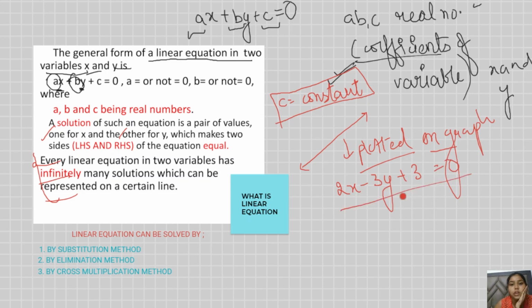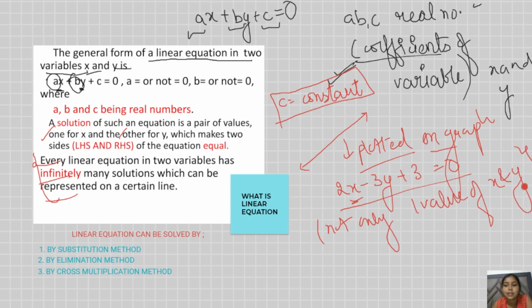What we do in class 9th is put x equals 0 or x equals 1, and then find the value of y. By putting it equal to 0 we find the value of y and then we plot the graph. So you have noticed that there is not only one value of x and y; there can be more than one value. That is why every linear equation has infinitely many solutions that can be represented on a line. I hope you understand.